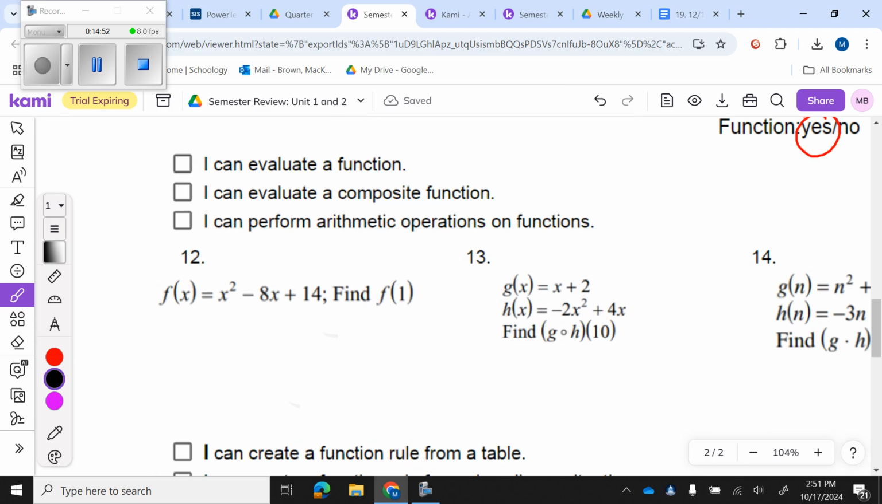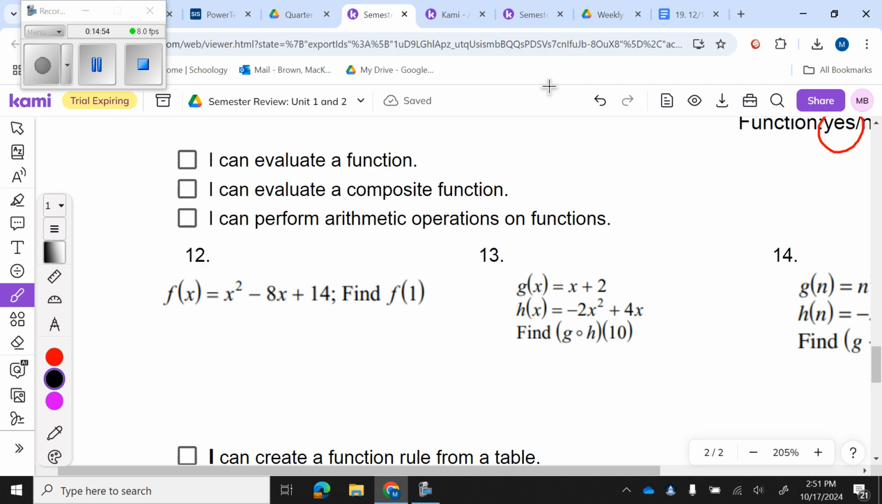All right, it wants us to evaluate this function. 1 is my input. That means everywhere there's an x, I'm going to put a 1. I must put parentheses around it, so this is going to be parentheses 1 squared minus 8 parentheses 1 plus 14. You're going to type this in your calculator just like that.